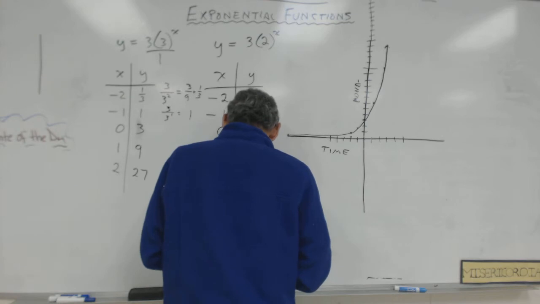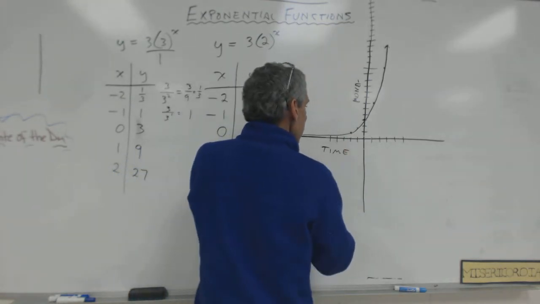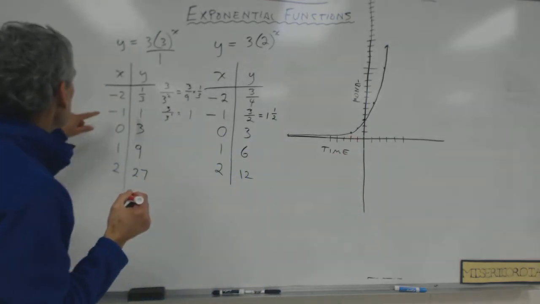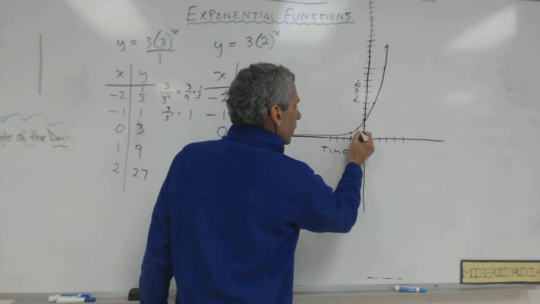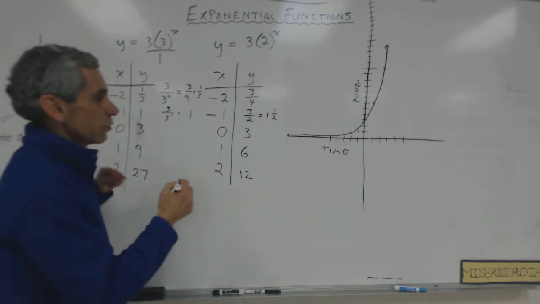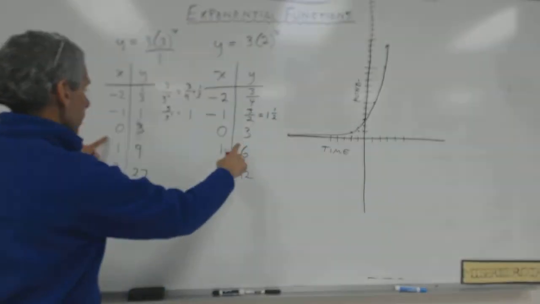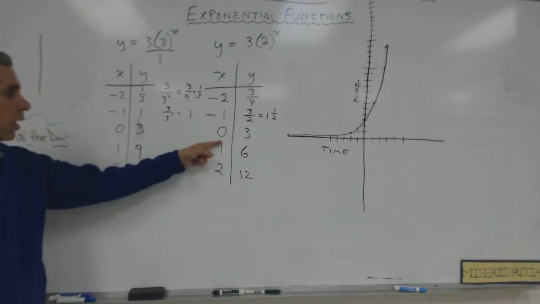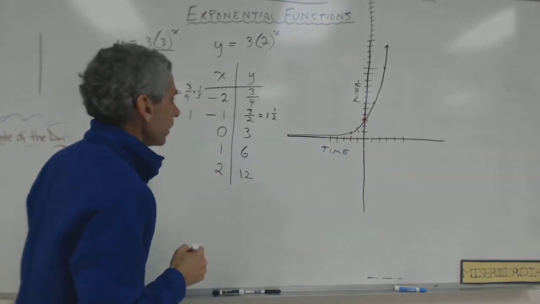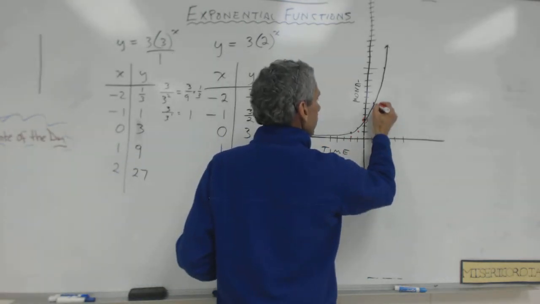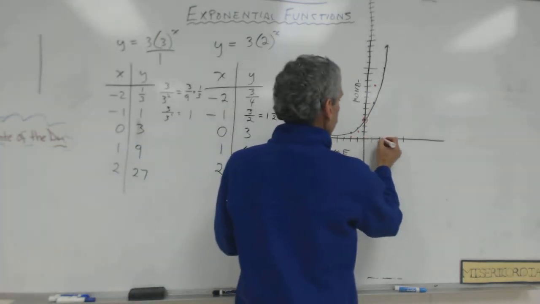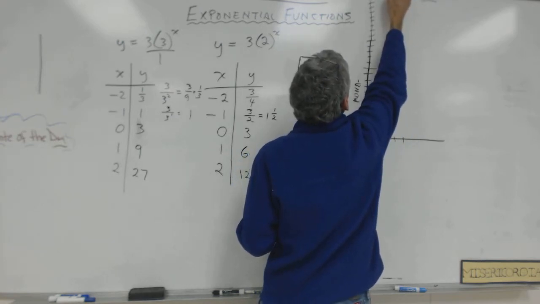Here, I'll use a different color because it gets complicated if you don't. All right, so we got -2, 1/9, right about there. And then we have -1, 1/3. Ooh. Already, that seems like it's going pretty fast. 0, 1. Oh, that's interesting. Look at that. So that's going to be there, right? 1, 3. And then 2, 27.